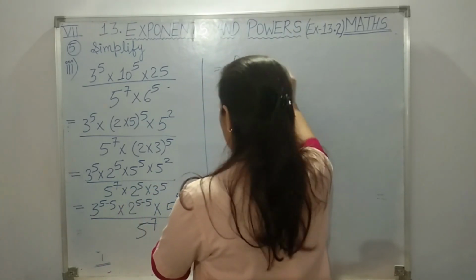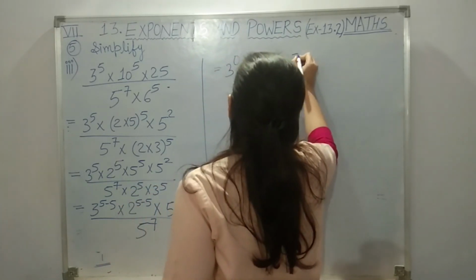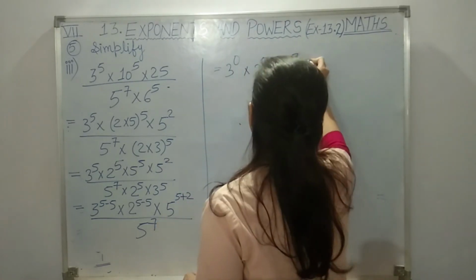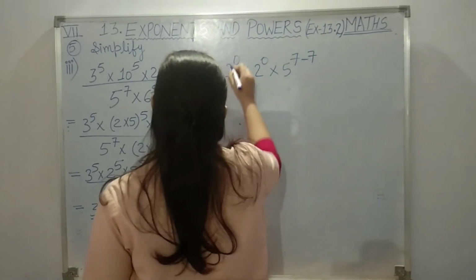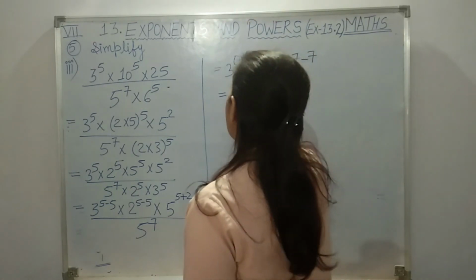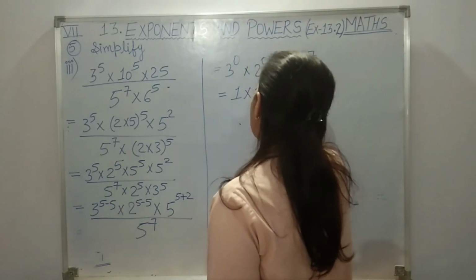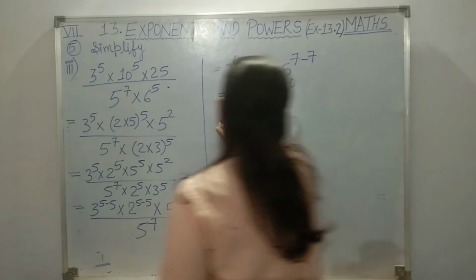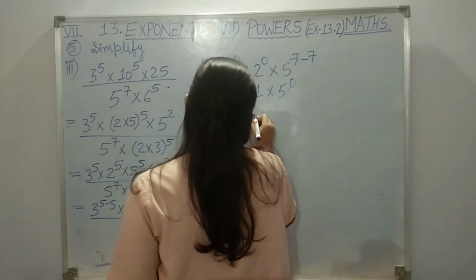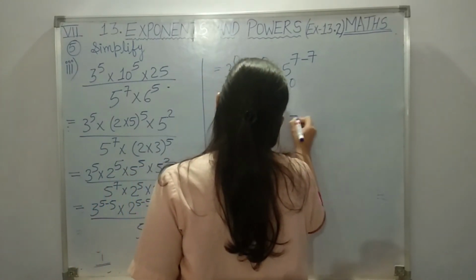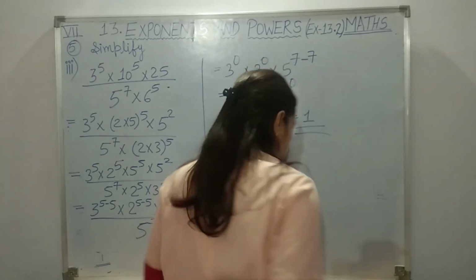Then here 5 plus 2 is 7, and again I will take this 7 and subtract. 3 raised to 0 is 1. 2 raised to 0 is 1. Here 5 raised to the power 0 again is going to give the answer as 1 only. Okay, students, so the final answer for this is 1 only.